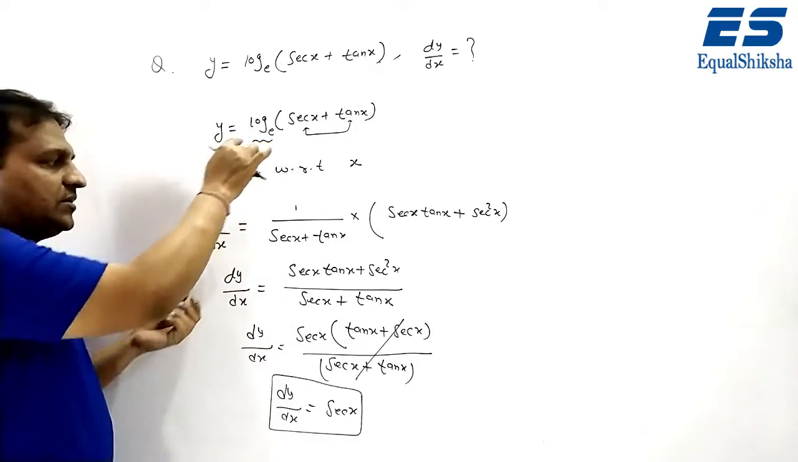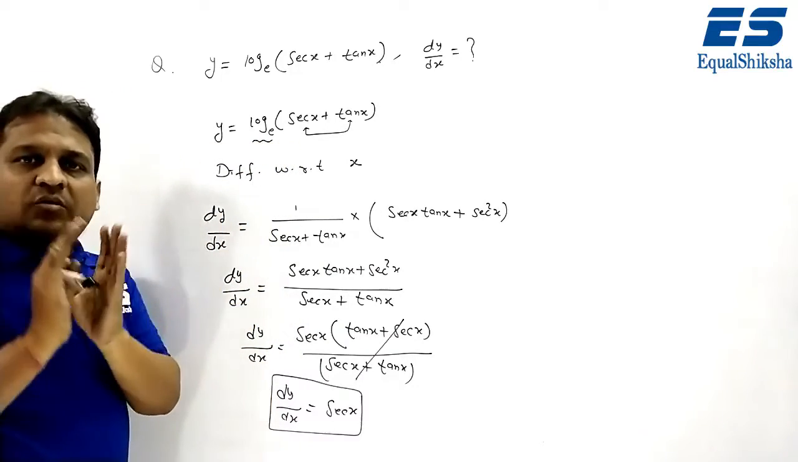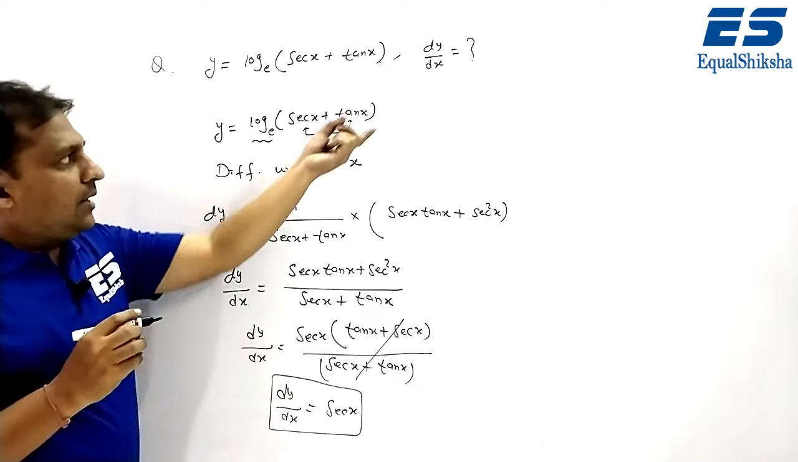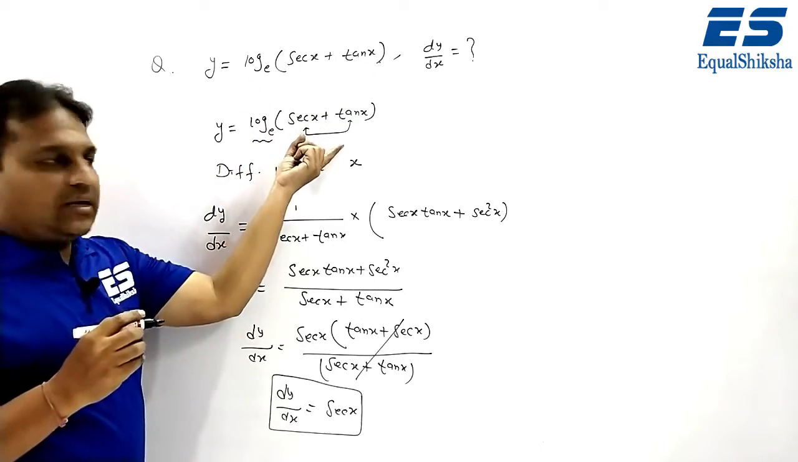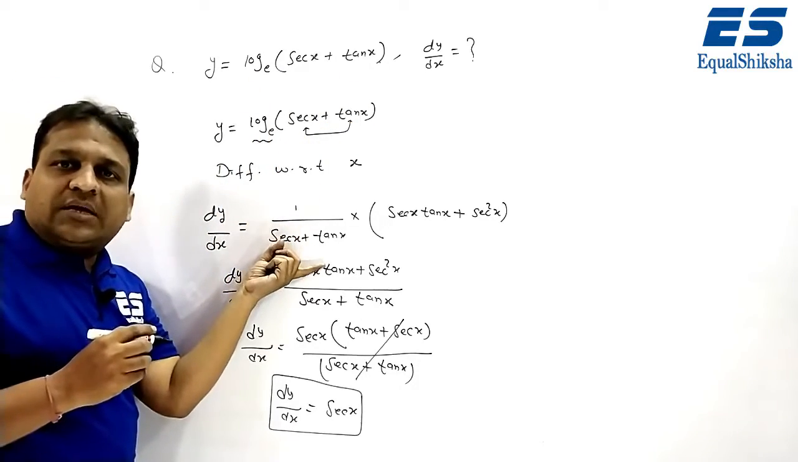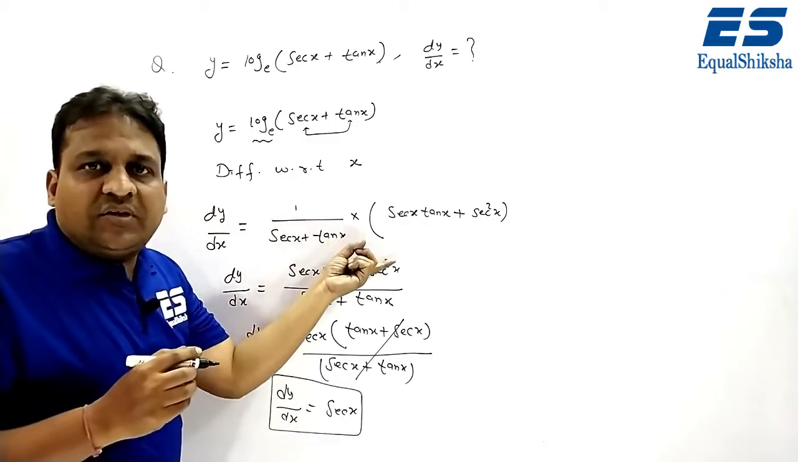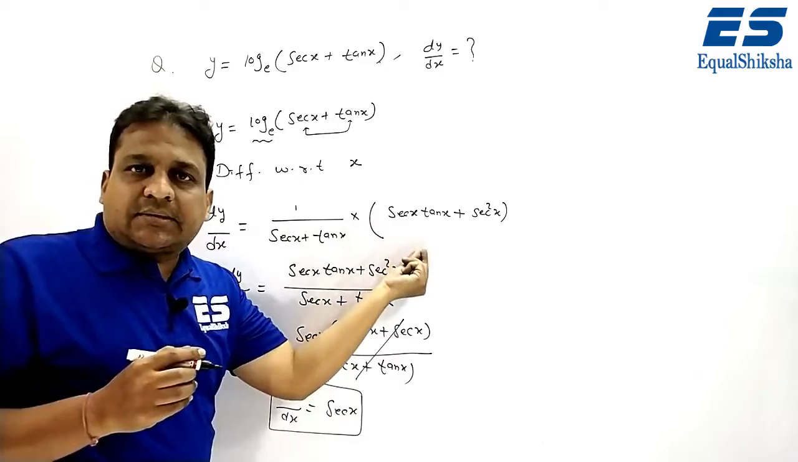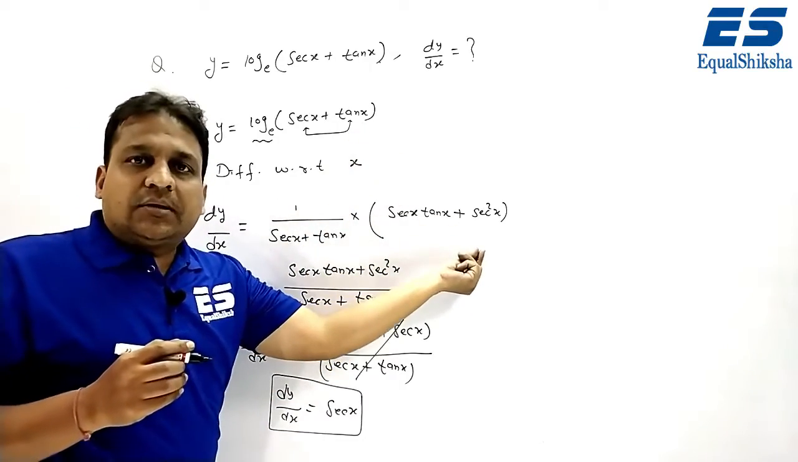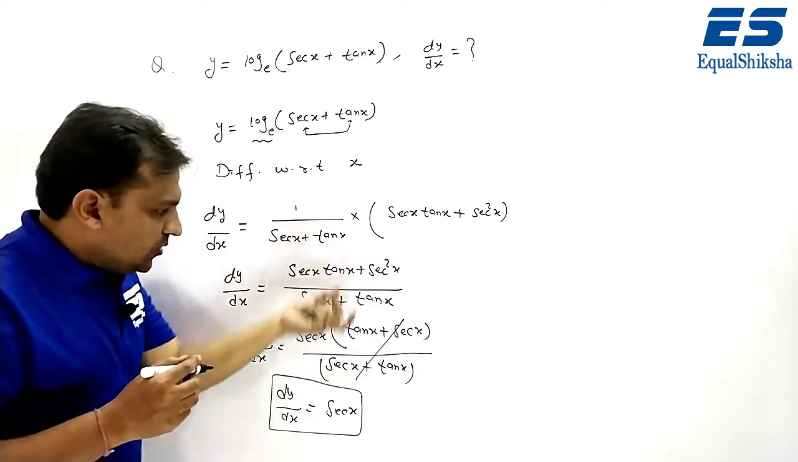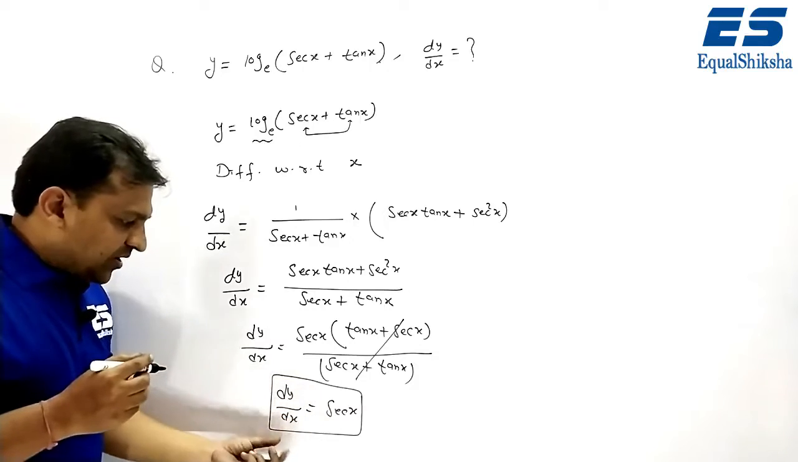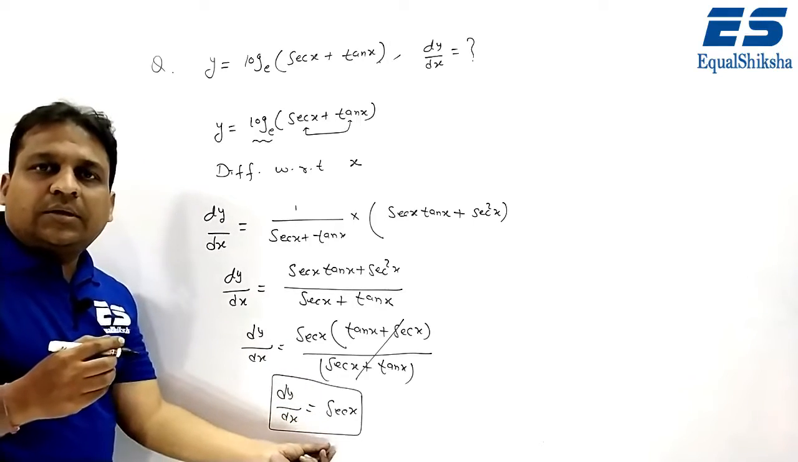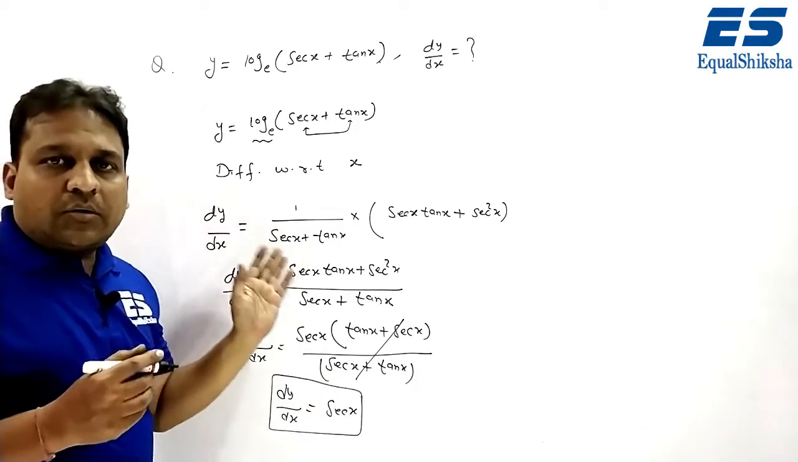First we have to differentiate log, and the differentiation of log x is 1 upon x. Here x will be considered as sec x plus tan x, so there will be 1 upon sec x plus tan x. Then we have to differentiate sec x plus tan x. The differentiation of sec x is sec x tan x, plus the differentiation of tan x is sec square x. Then we simplify the equation and find the value of dy by dx, which will be sec x. Is it clear? Okay, note down.